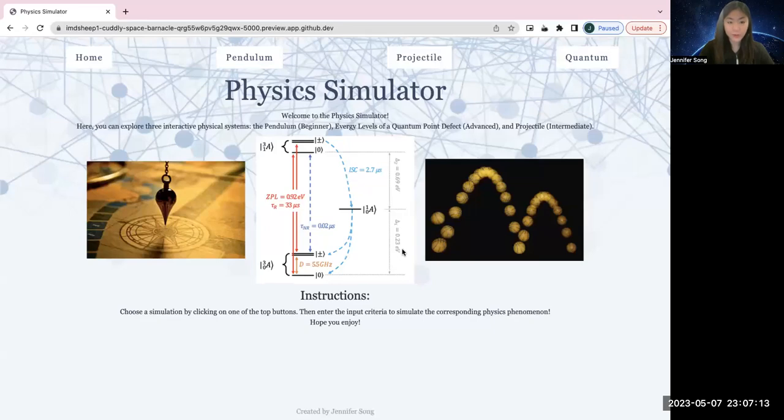I'm a first year in Weld, and I'll be in Elliott next year. And I'm concentrating in physics, so here is my CS project, the physics simulator. Here's the home page, and you can see that we have 3 different simulations, which you can access on the top here. Let's start off with the pendulum.